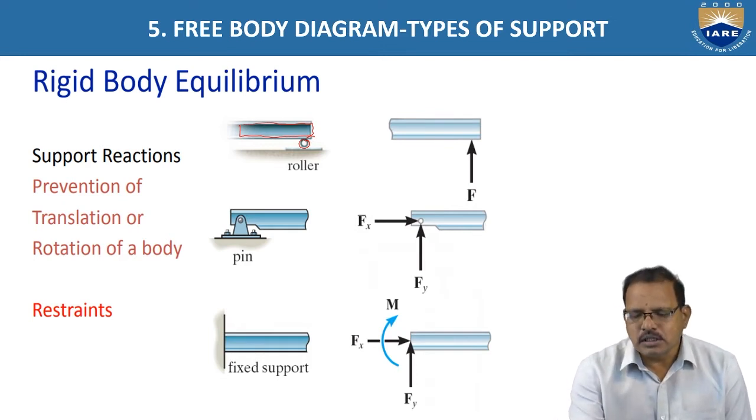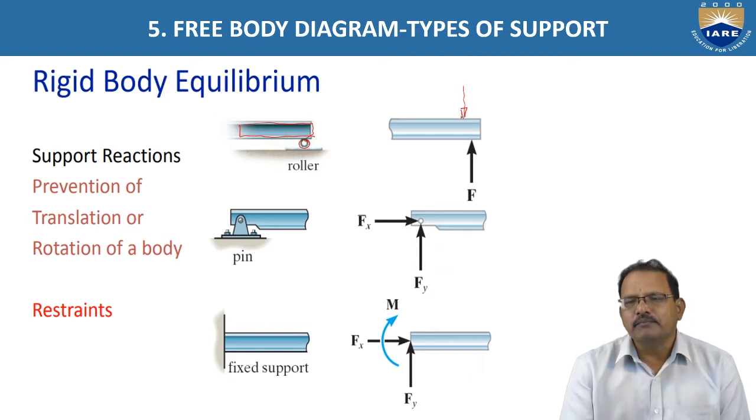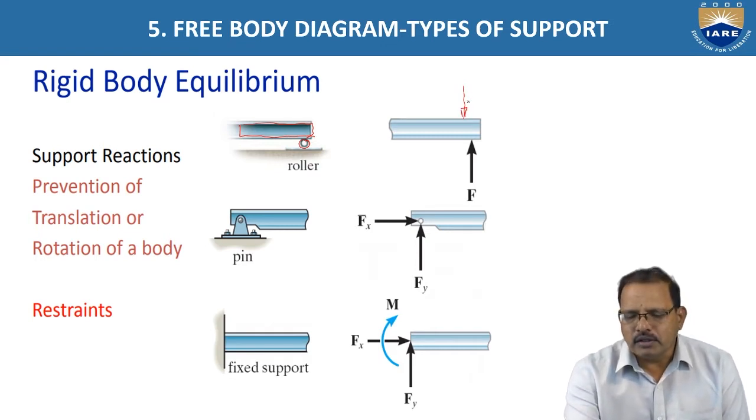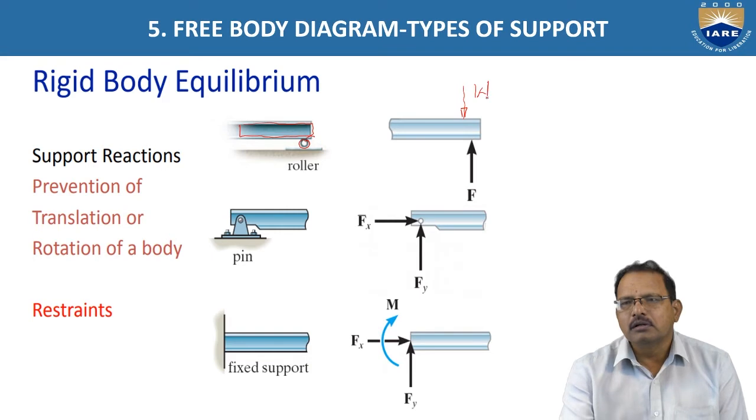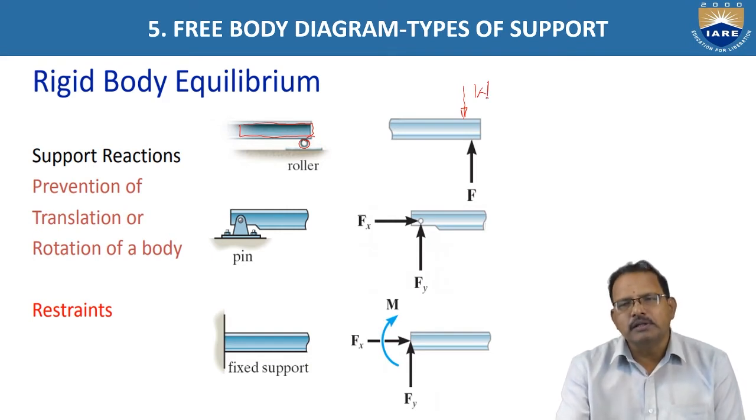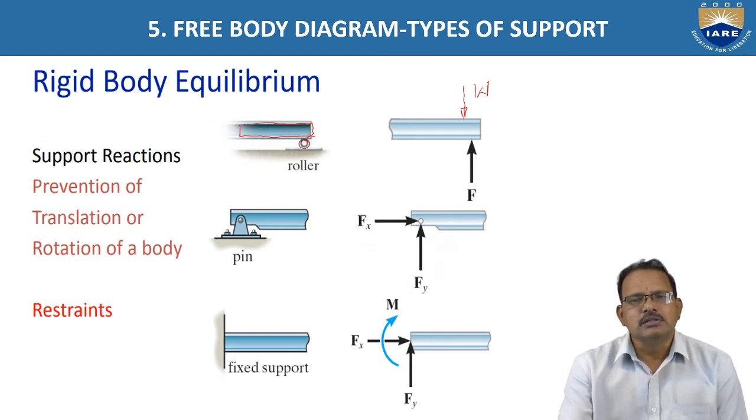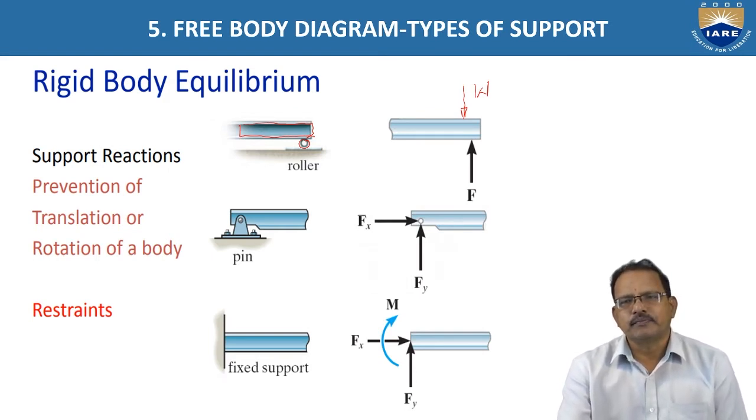Hence, the second figure represents the free body diagram in which the weight is acting in the downward direction and it is balanced by the reaction force offered by the roller on the body. Both are equal in magnitude and acting in opposite directions, hence the system is in equilibrium.